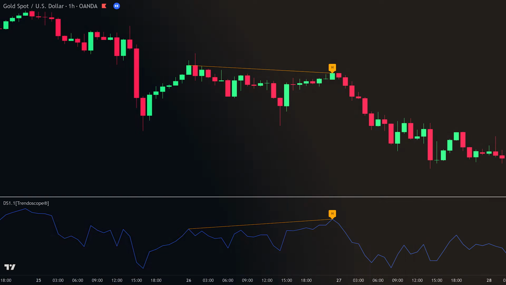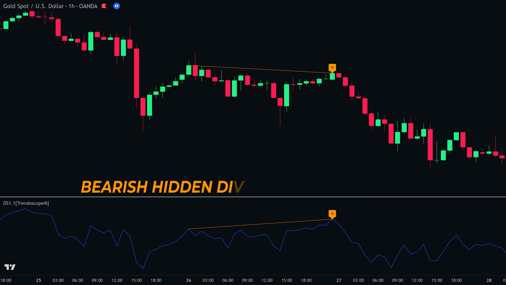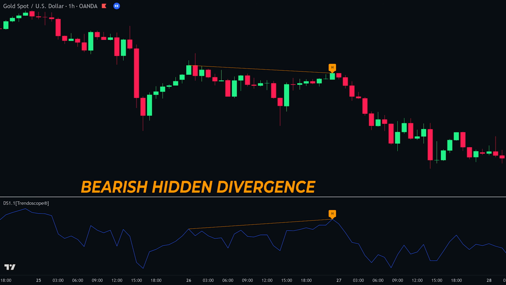And finally, we have the orange line, also labeled with an H. This is a bearish hidden divergence. Price forms a lower high, but the oscillator pushes higher. That mismatch tells us the trend is likely to continue downward. This makes it super easy to understand what's happening, even if you're new to divergence trading.